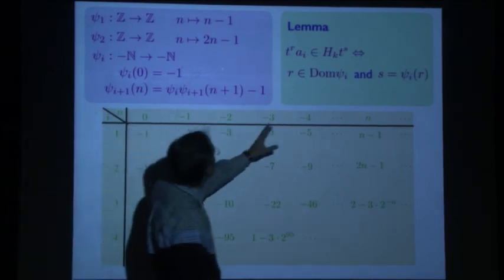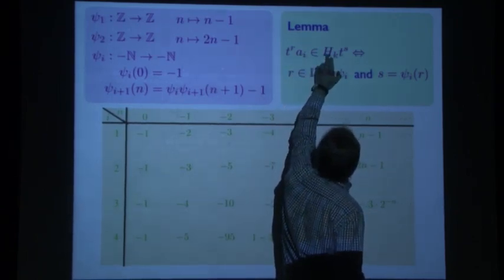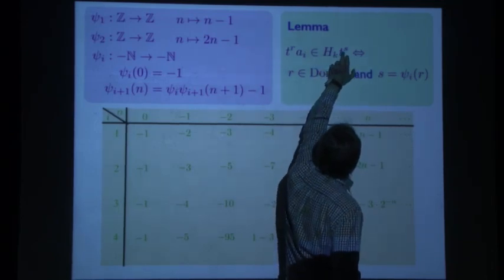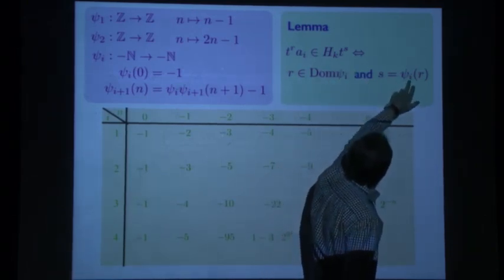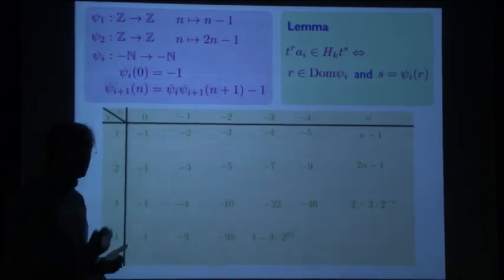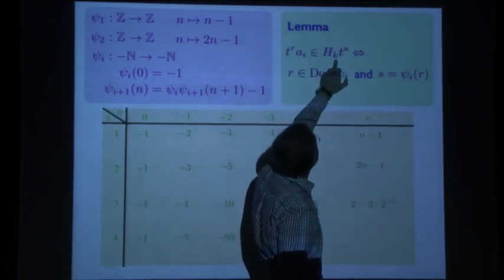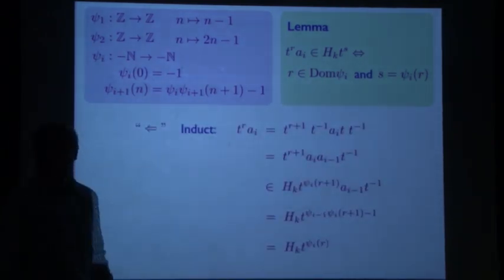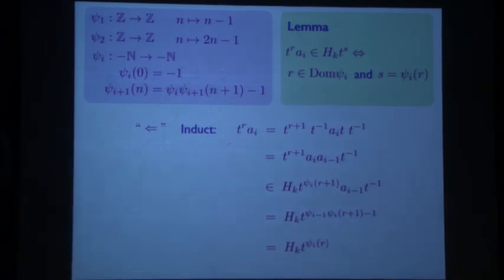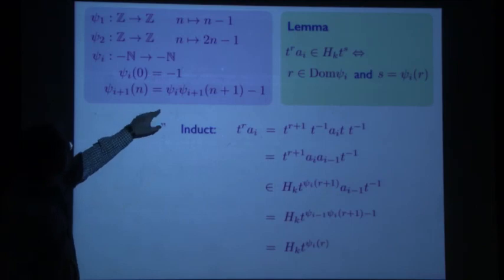And the key point is that t to the r times ai is in a right coset of the subgroup by t to the s if and only if r is in the domain of psi i, and in fact s then is psi i of r. So these functions govern when you can push a power of t past an ai to give an element of hk times some other power of t to the s. Sorry at this point to give you a page of algebra is perhaps unfriendly, but to me it's not very difficult. I'll go through it. This shows to me really.